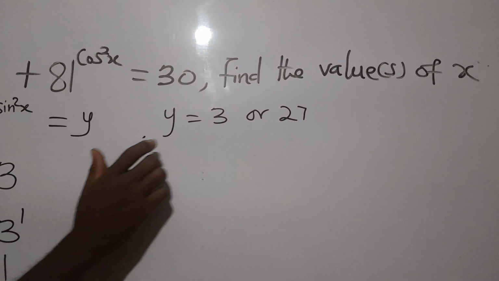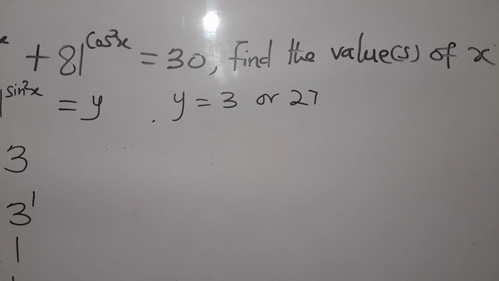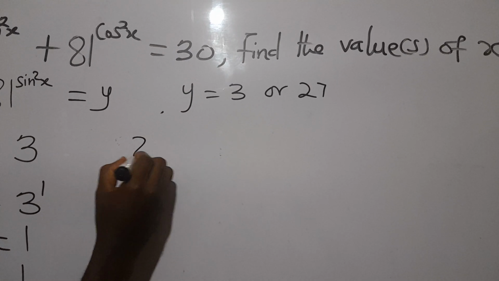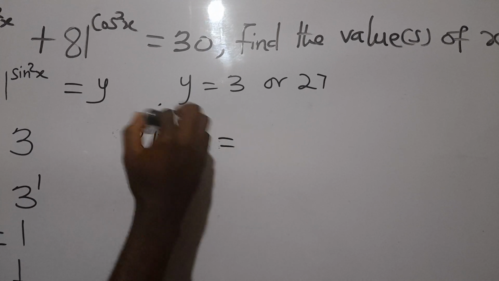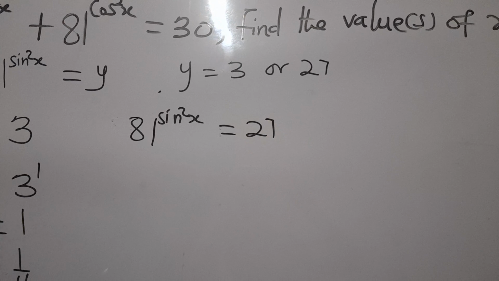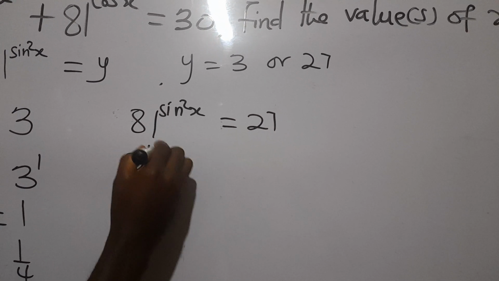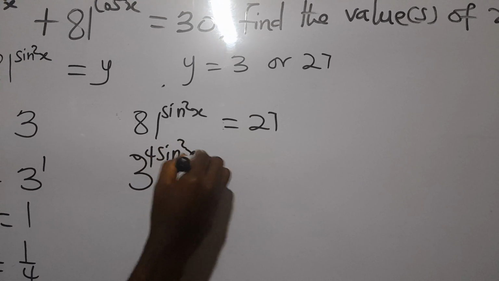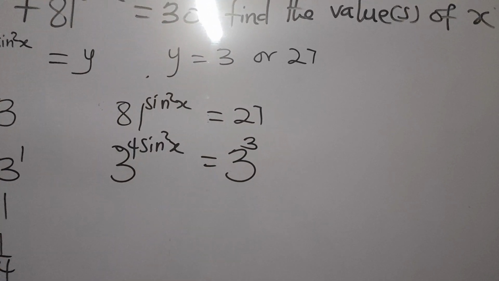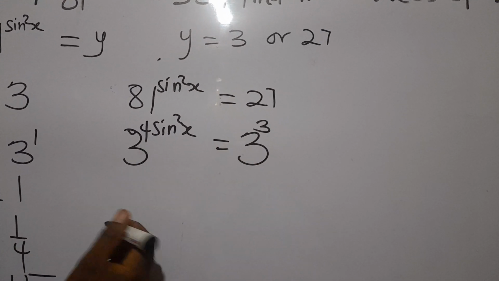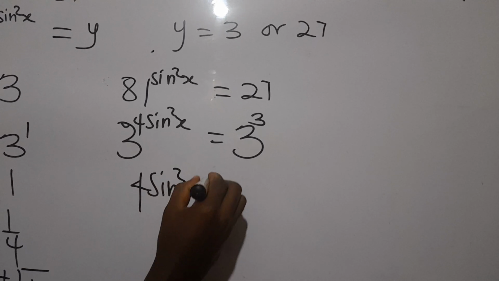Also, remember, this is when only y is equal to 3. Now we'll find when y is equal to 27. And also 81 exponent sin square x is equal to y, which is 27. This can be rewritten as 3 exponent 4 sin square x, which is equal to 3 exponent 3, since 27 is 3 exponent 3. Since the bases are the same, we equate the exponents again. So we say 4 sin square x is equal to 3.